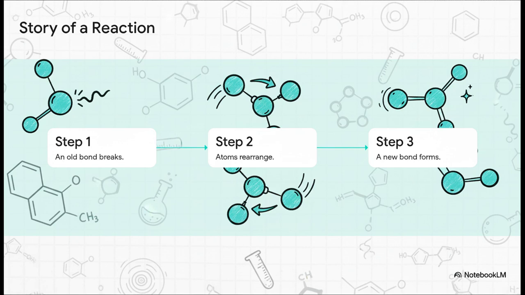And what's so cool about this is how simple it is at its core. You can boil down almost any reaction to this basic three-act play. First, an old bond has to break. Imagine two dance partners letting go of each other. Then, the atoms shuffle around, they rearrange themselves on the dance floor. And finally, a new bond forms, a whole new partnership is created. So it's just break, rearrange, form. That's it. That's the fundamental dance of chemistry right there.